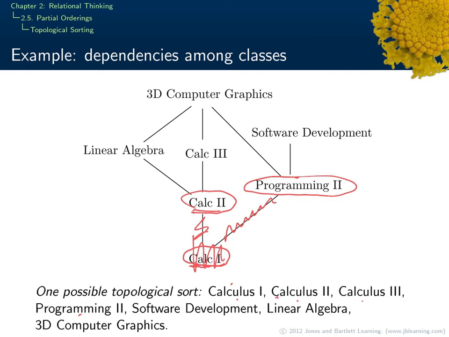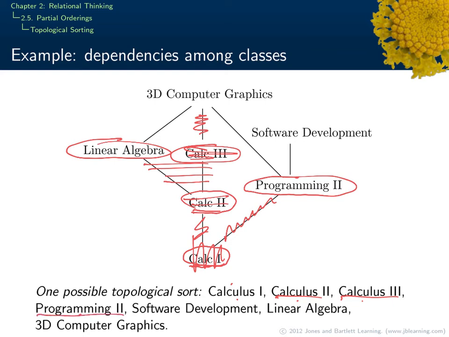We've decided to put Calc 2 next in our list, so we remove Calc 2 and any ascending edges. And now we have a new Hasse diagram with three minimal elements, namely linear algebra, Calc 3, and Programming 2. So we've decided to go with Calc 3 next. So we remove it and any ascending edges. We look at the remaining Hasse diagram. We pick a minimal element like Programming 2. We remove it and any ascending edges.